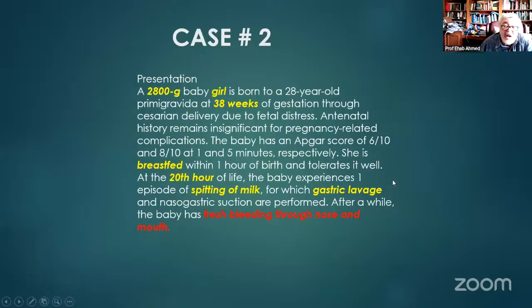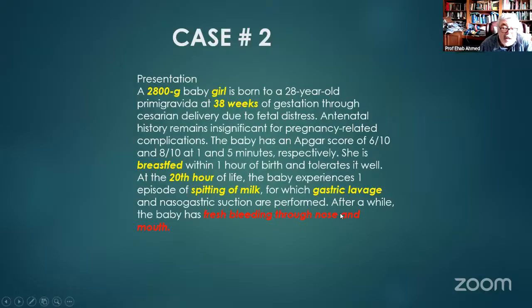And at the age of 1 hour, we started to have some issues. Sorry, at the age of 20 hours. Breastfeeding was started at 1 hour of age, and the baby did very well. But at the age of 20 hours, she started spitting up milk, which may or may not be normal. We don't know. It's just the beginning. Could be normal, because regurgitation and spitting of milk is very common, especially in the first few days of life.